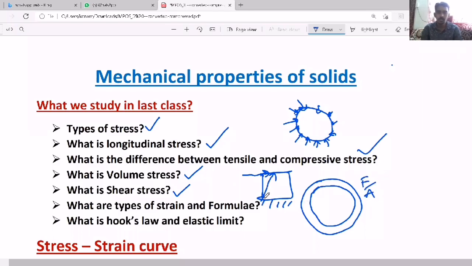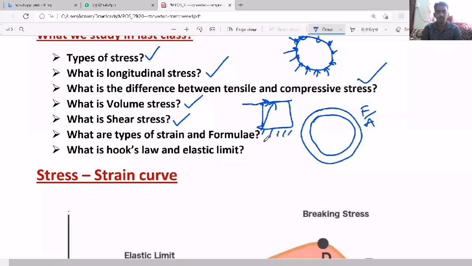And what are the types of strain? The three corresponding types of strain are: longitudinal strain, delta L by L; volume strain, delta V by V; and shear strain, theta or tan theta, that is delta X by L. Delta X is the shift in the position, and L is the side length.